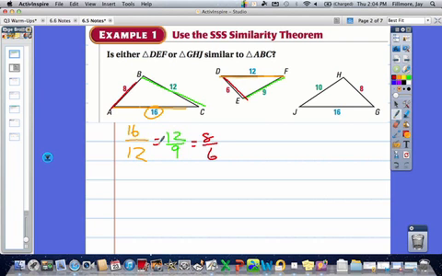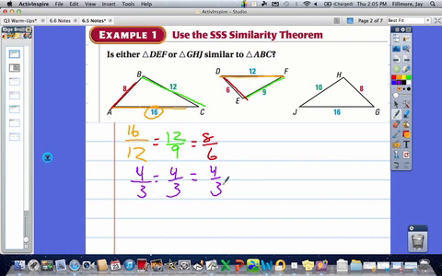And these should all be equal if our sides are proportional. So let's reduce them and see if they reduce to the same fraction. So 16 over 12, or 16 to 12, they have a common factor of 4. So 16 divided by 4 is 4, and 12 divided by 4 is 3. 12 over 9 reduces to 4 over 3. 12 divided by 3, and 9 divided by 3. And 8 over 6 reduces to 4 over 3. 8 divided by 2, and 6 divided by 2.